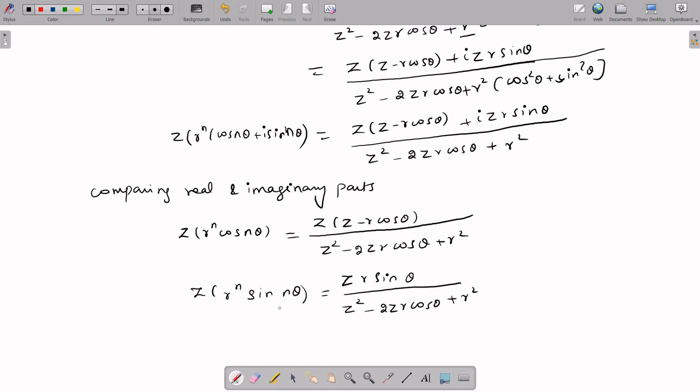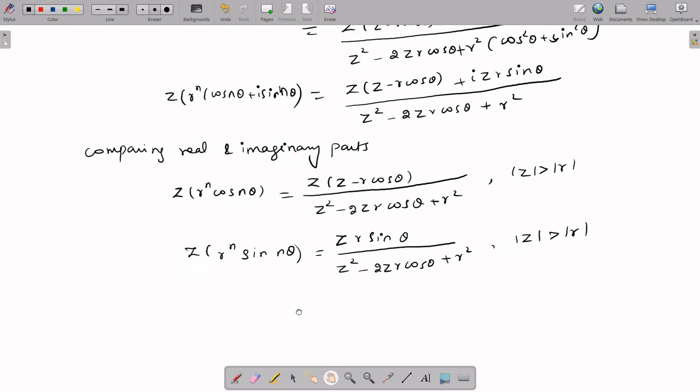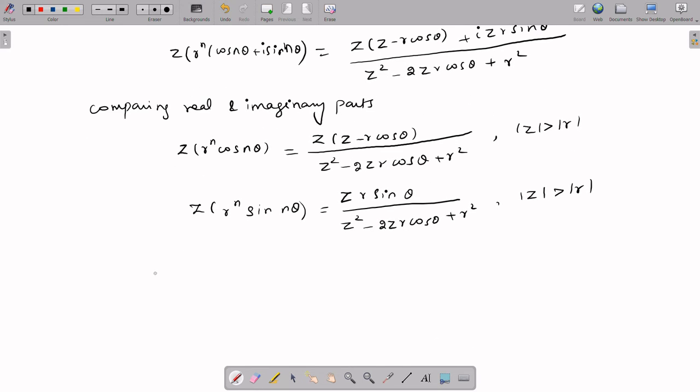And the condition for convergence here is always mod z greater than modulus r. Because of this r, this condition should be satisfied. This is our region of convergence. Okay, so we get the result like this. This is your Z transform of r power n cos n theta and r power n sin n theta. And using this, you can find the Z transform of cos n theta and sin n theta when you substitute r is equal to 1.